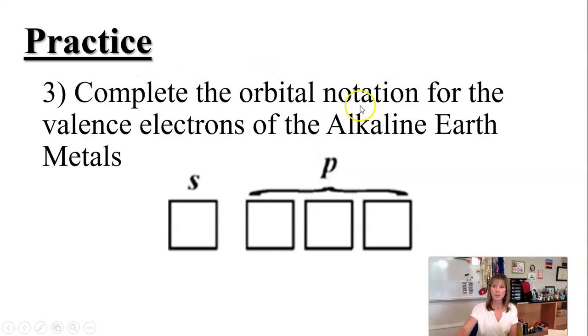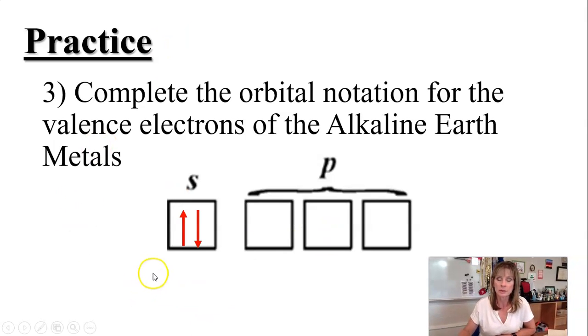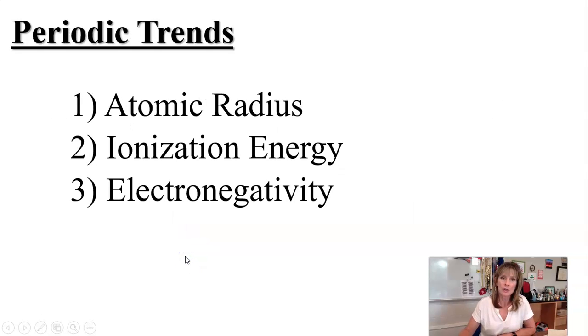Complete the orbital notation for the valence electrons for the alkaline earth metals. So what would that be? If it's an alkaline earth metal, which group is that? Well, it's group 2. So those 2 electrons are both going to go in that s orbital. Okay? So some trends that we're going to talk about: atomic and ionic radius, ionization energy, electronegativity, and one that's not listed on here, Coulombic attraction.